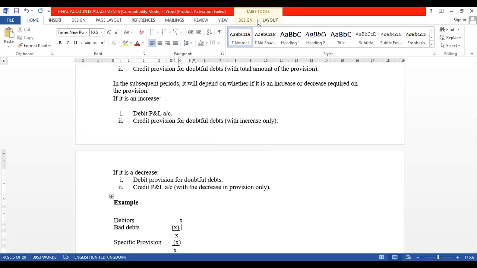I also want to confirm whether that is clear. Is it clear?